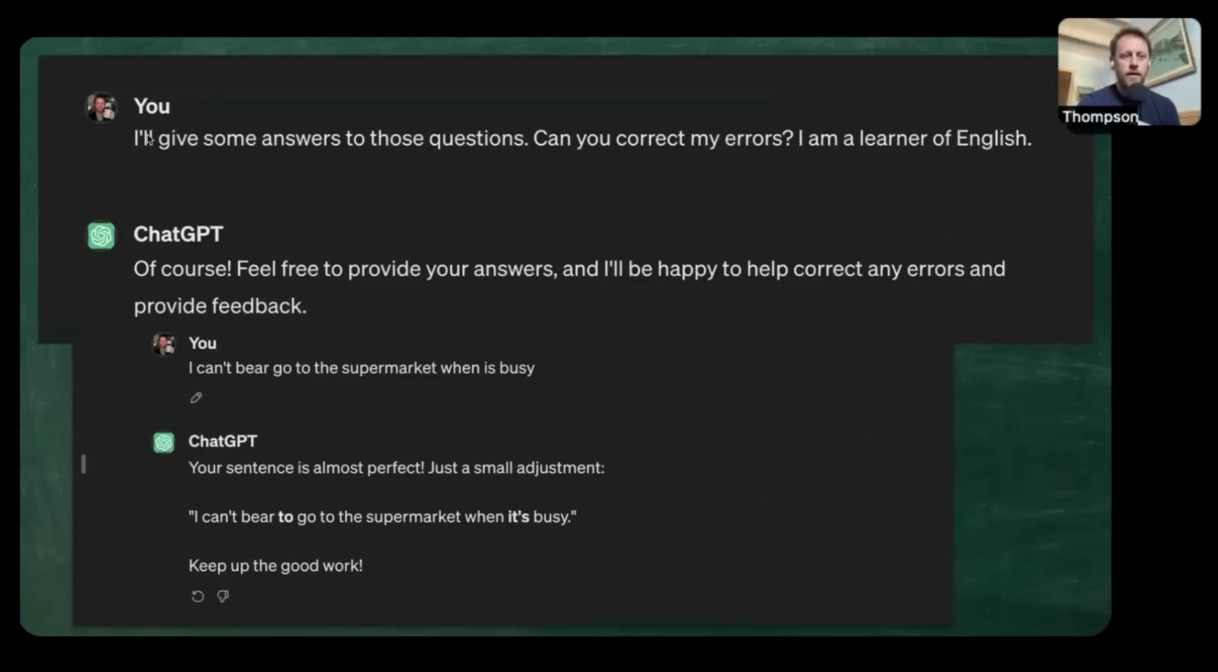Okay, so you could also use ChatGPT to help correct some of your errors if you want. So you could say, "I'll give some answers to those questions. Can you correct my errors? I'm a learner of English." And it will say, "Of course."